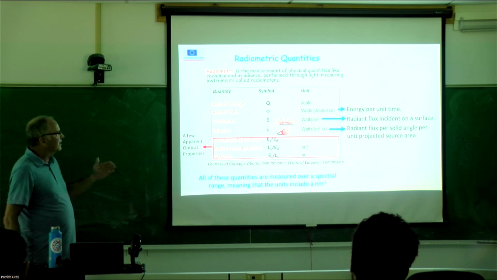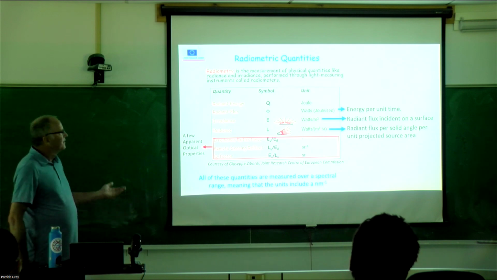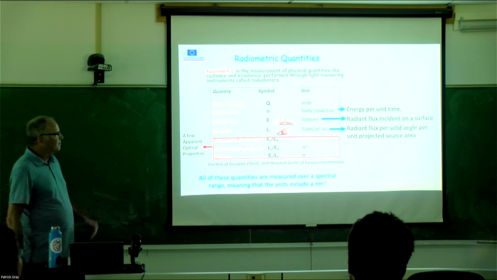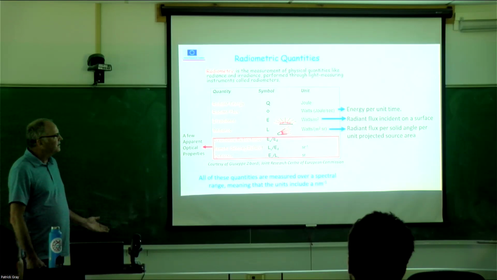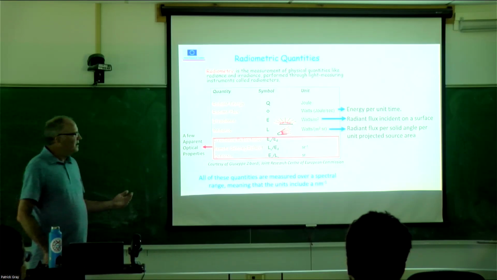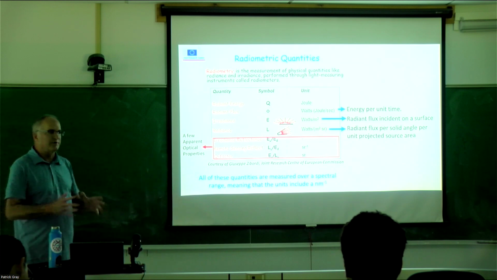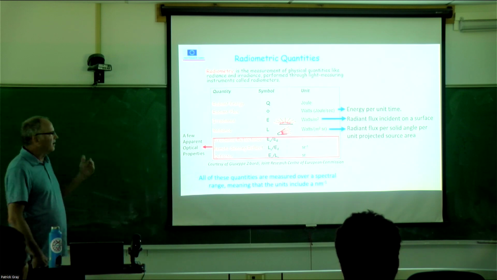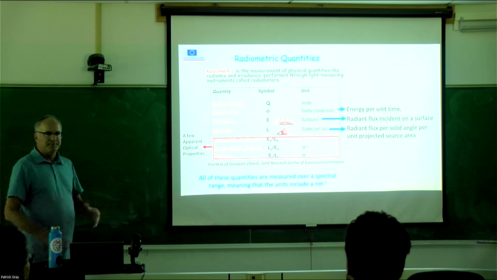You move into the radiant flux, which is the energy per unit time. So now we have watts as the measurement quantity. Irradiance, which now is the radiant flux incident on a surface. So now we're taking a surface into account as an area as part of the irradiance measurement. So now we have watts per meter squared.